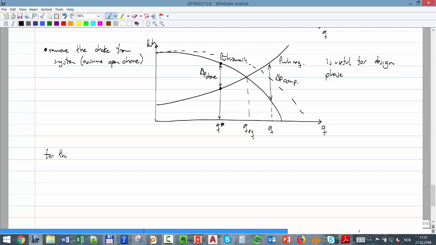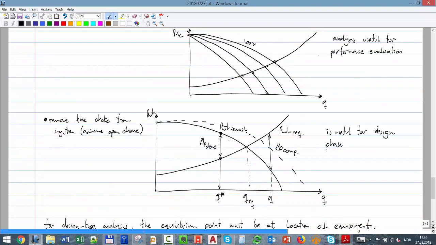Let's make, so this is the design type analysis. The equilibrium point must be at the location of the equipment. Okay, and keep that in mind. You cannot make, if you want to make this type of analysis, you have to put it exactly where the equipment is.